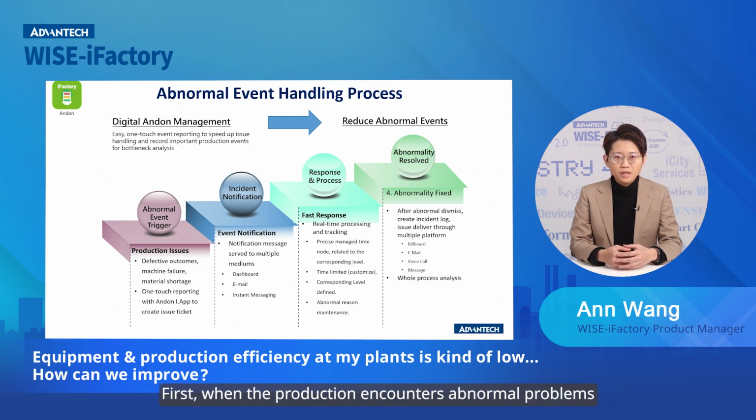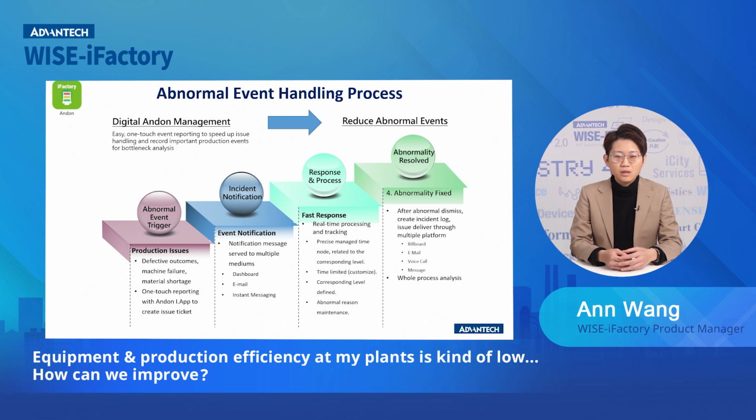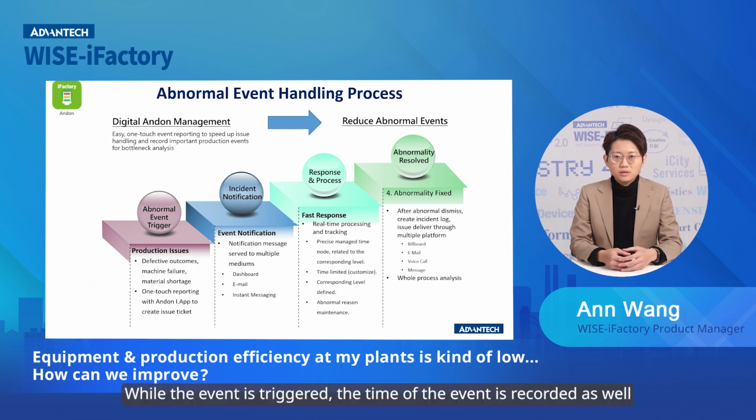First, when the production encounters abnormal problems, such as quality abnormality, machine failure, or material shortage resulting in production interruptions, employees press the matching Andon button to report the event. Second, when this abnormal event is reported, it will be sent to the relevant personnel through multiple platforms such as dashboard, email, or instant messaging. While the event is triggered, the time of the event is recorded as well.